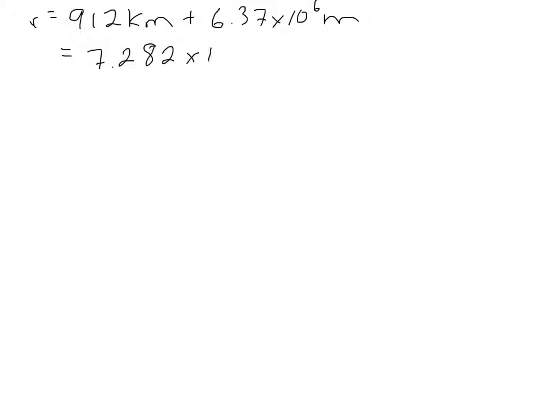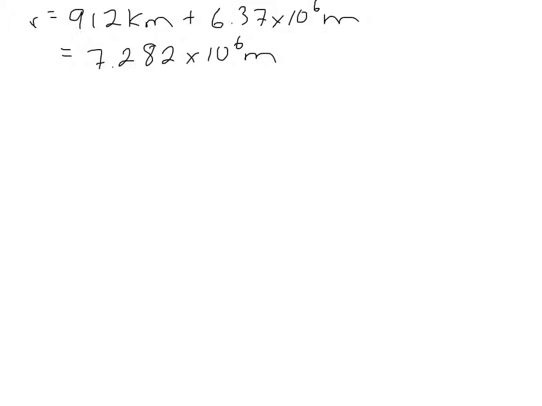This second question says Landsat is a satellite orbiting Earth, and it orbits at a height of 912 kilometers. That's saying the height from Earth. So we know that in order to get the total radius, we have to add that to the radius of the Earth. And the radius of the Earth, again from our data sheet, is 6.37 times 10 to the 6th meters. When we add those together, we have a total radius of 7.282 times 10 to the 6 meters.